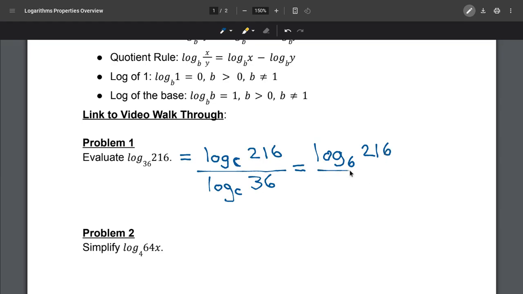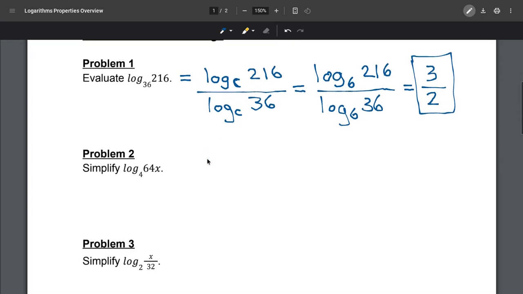Okay, so we're going to write this out with a base of 6. Log base 6 of 216 is 3, because if you take 3 sixes and multiply them together, you get 216. And log base 6 of 36 is 2, because if you take 2 sixes and multiply them together, you get 36. So our solution here to the first one is 3/2.